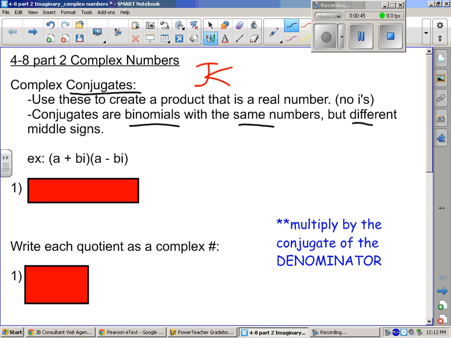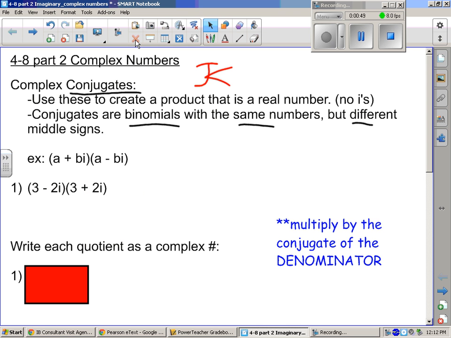So, for example, let's get rid of that. I have this right here, a binomial. We got two binomials going on here. One there, one there. They have different signs. So, I'm going to FOIL this out and see what happens to the i's.